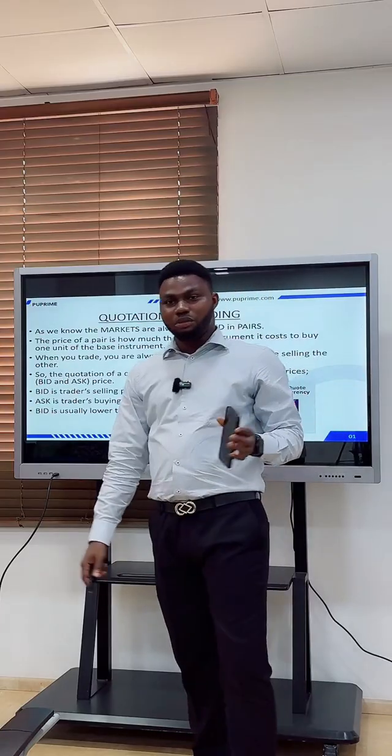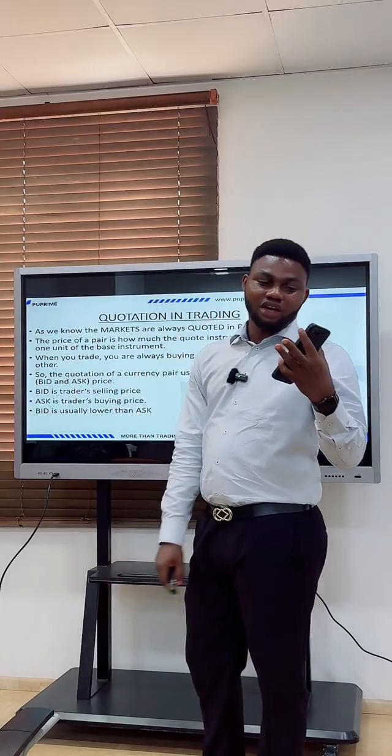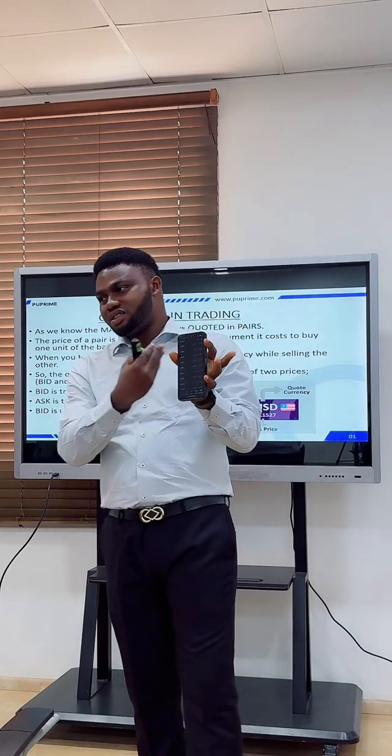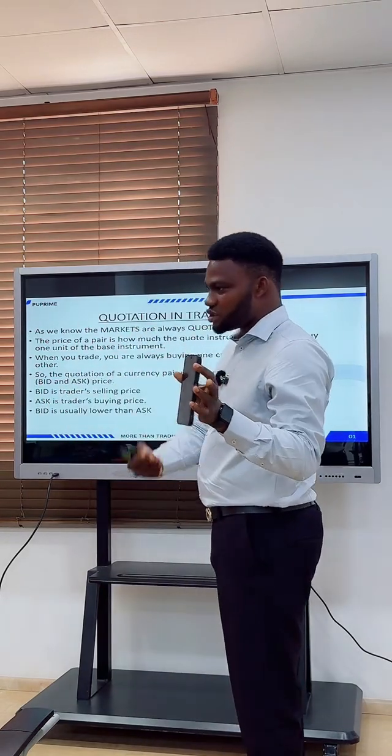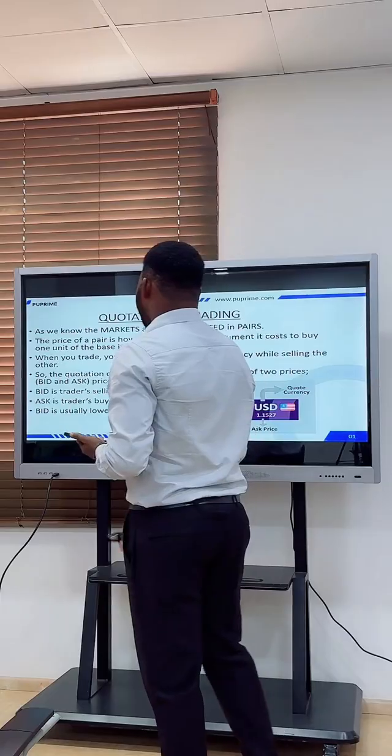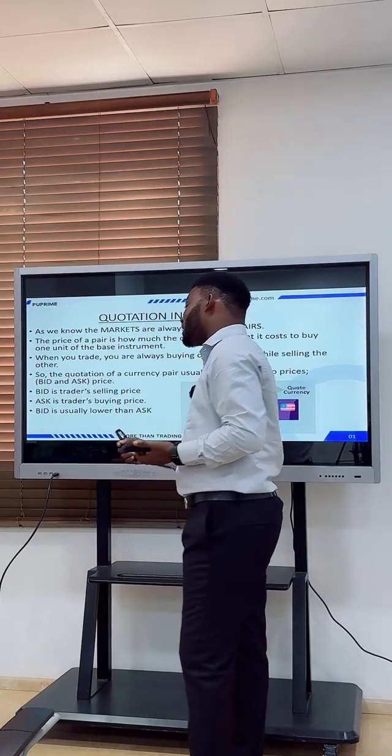So if you open your MetaTrader, after you see the pair, you're going to see the two prices. The first one is the bid price, the second one is the ask price. So the bid price is usually lower than the ask price.